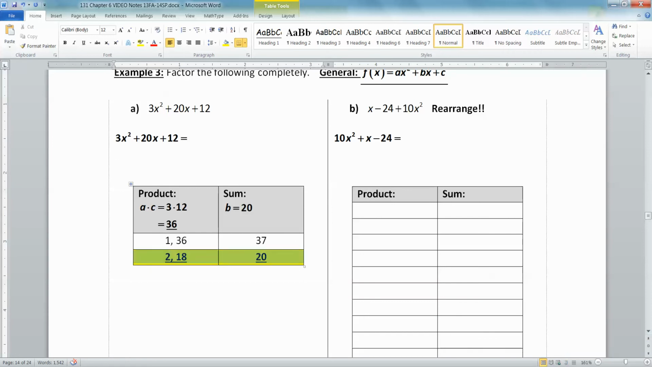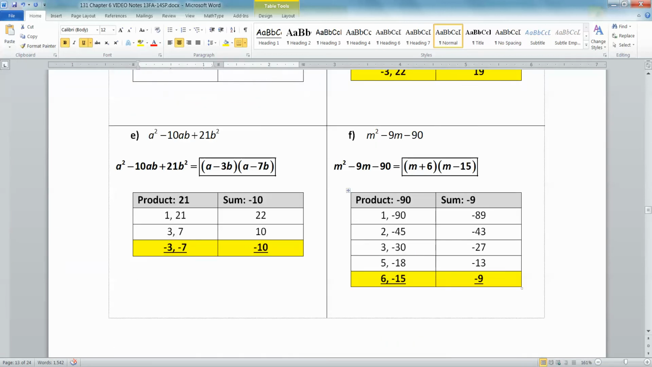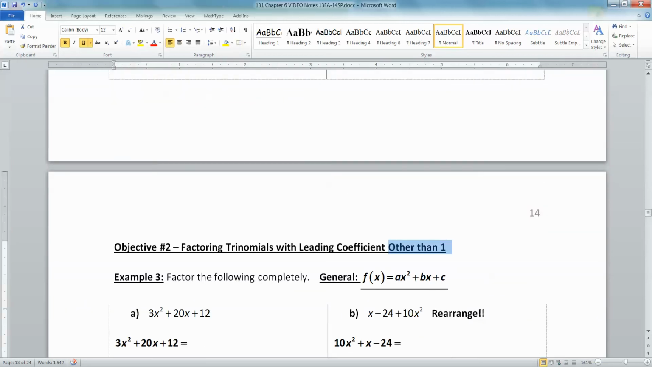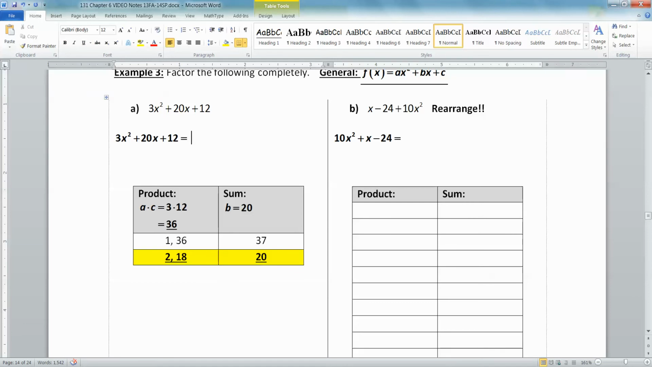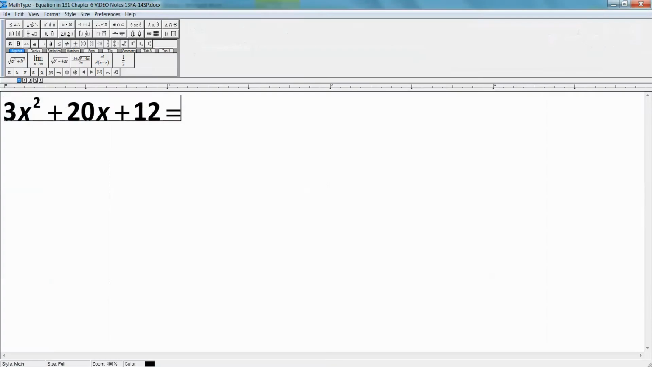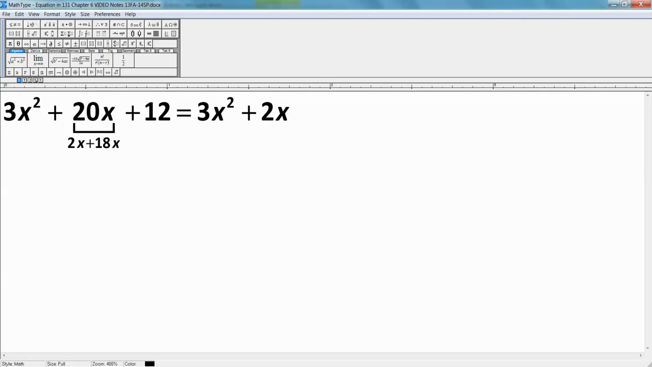Then, once you find them, you're not just going to substitute in the parentheses and be done. It doesn't work like that. Not when the coefficient's other than 1. You're going to have to use grouping. Okay? So what you're going to do is take the 2 and the 18, and you take your 20, this one right here, 20x, and you're going to break it up into two pieces. You're going to make 20x into 2x plus 18x, what you found in that little table below. Like that. Okay, so you're going to go 3x squared plus 2x plus 18x plus 12.